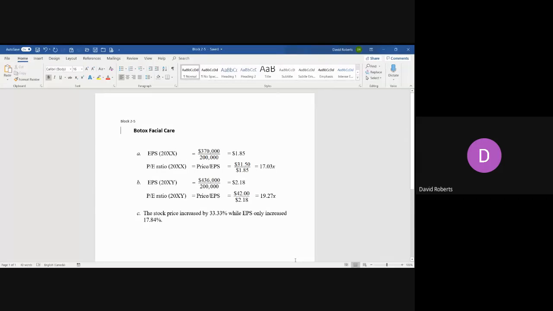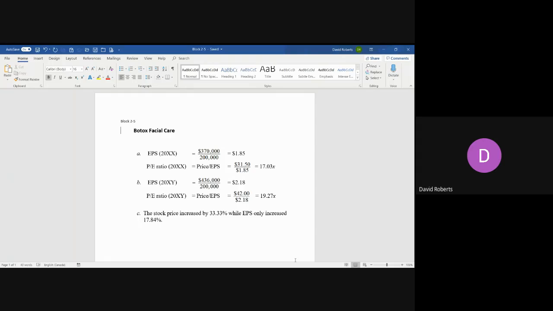Problem 2.5 from chapter number 2. In this particular case, we are given some information and we have to do some basic calculations. The calculations are based on the earnings per share, and we want to find out what effect that has on the price earnings ratio. We can see that in 20XX the earnings per share are $1.85.